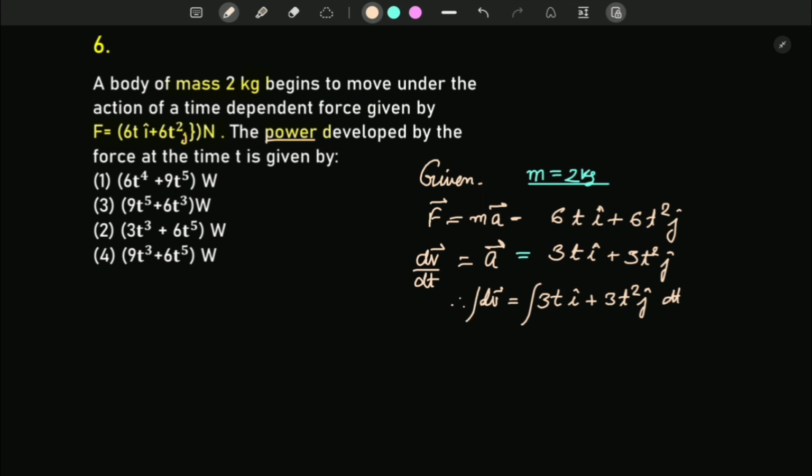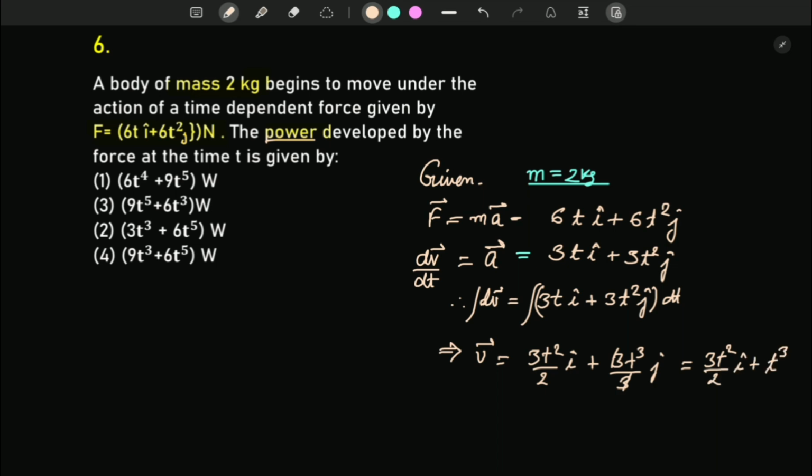So v vector equals 3t square by 2 i cap plus 3t cube by 3 j cap. Now I have got the v vector, which is ultimately 3t square by 2 i cap plus t cube j cap.